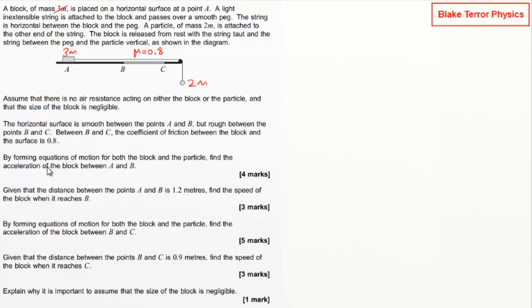By forming equations of motion for both the block and the particle, find the acceleration of the block between A and B. Right, so let's add on a few little bits. It's quite a small picture here because the question's so big. So we'll put on our T's. For those, we've got an mg, so that's 2mg going down there. So 2mg. Yeah, the other one, well, whatever, let's mark it on anyway. So we've got 3mg. And then we've got our reaction force, which we can come back to, just don't really have enough space on the diagram.